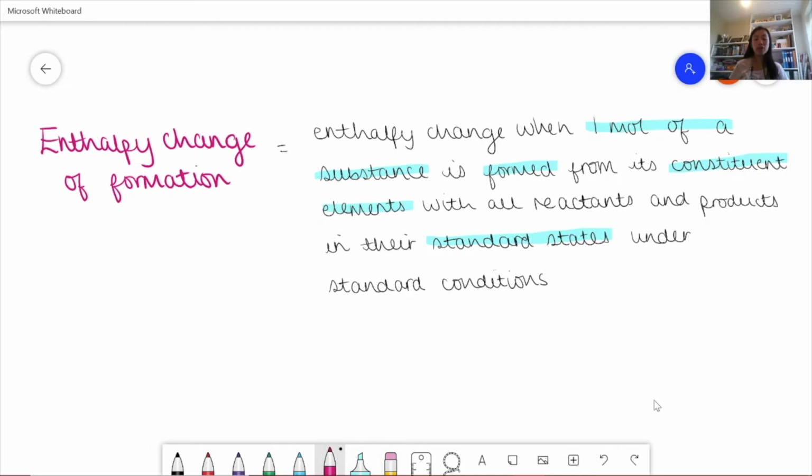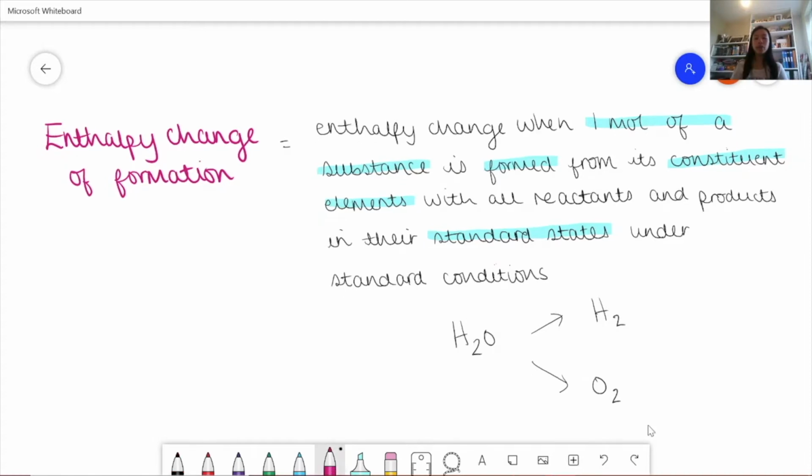So for example, we could have water, and that's made out of the constituent elements of hydrogen and oxygen. And then we would have to sort out balancing the equation for the equation of the enthalpy change of formation. And we denote the enthalpy change of formation as delta HF. And that symbol means standard.